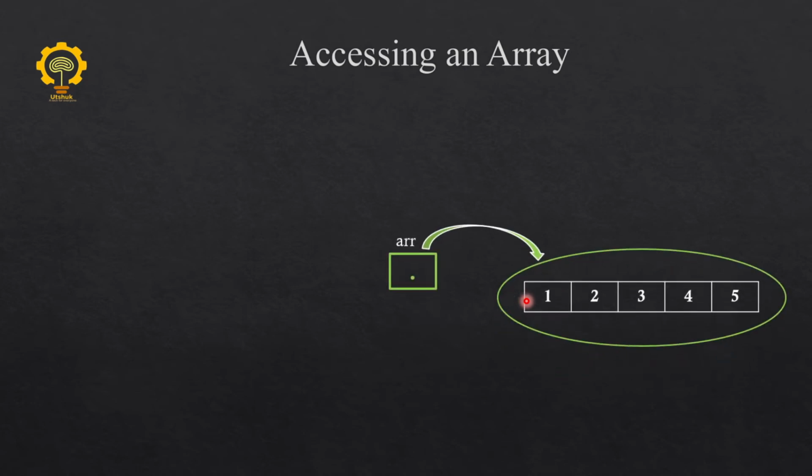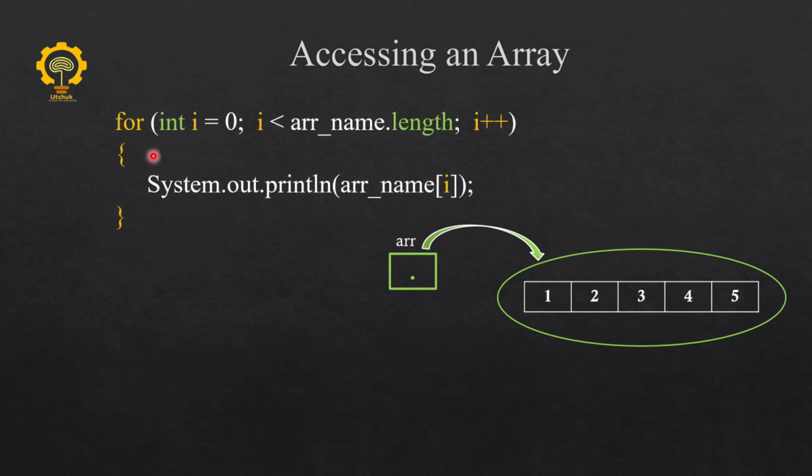In Java, an array is an object. Whenever the object is created, the object points to an array like this, and we can access the elements of an array using the for or for each loop. If we use the for loop, this is the basic syntax, and arrayName.length gives the length of an array. This length is a property provided by Java in order to calculate the length of an array. It simply returns the length of an array, and inside the for loop we simply print the value of an array.